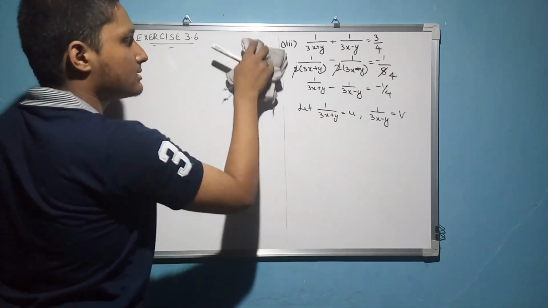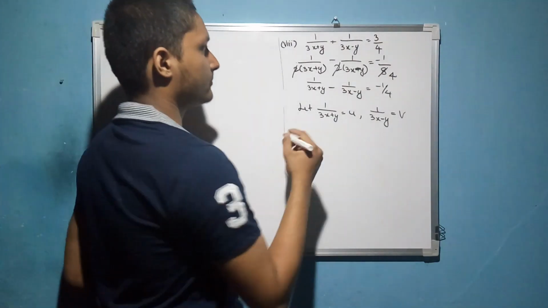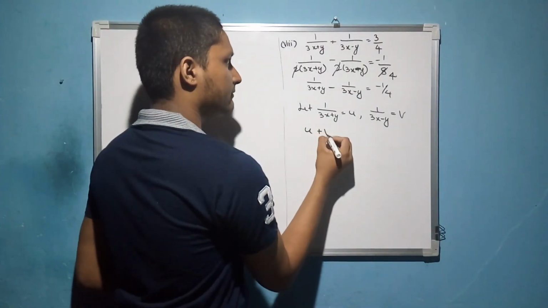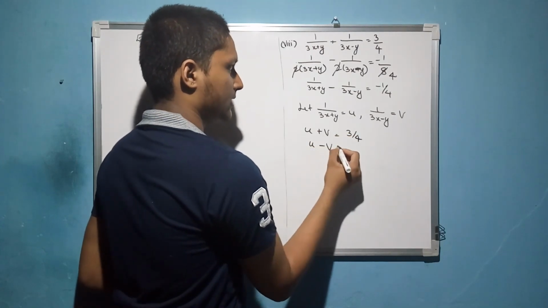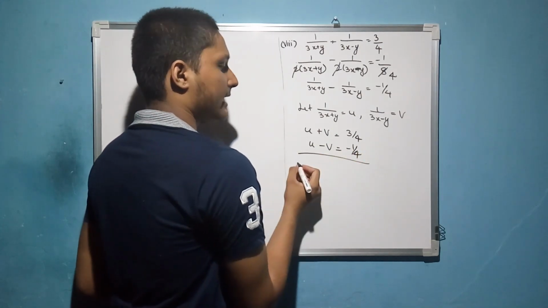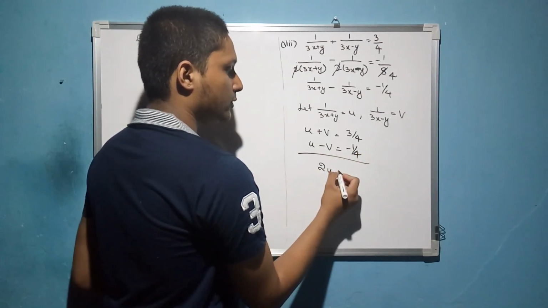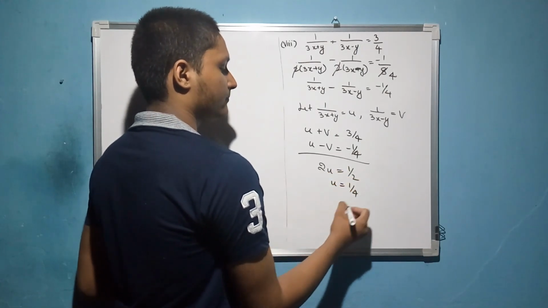Okay, now you have your substitution. However, you are forming that equation now. So it is u plus v is equal to 3 by 4. U minus v is equal to minus 1 by 4. Okay, add those two equations. You get 2u is equal to 1 by 2. U is equal to 1 by 4.